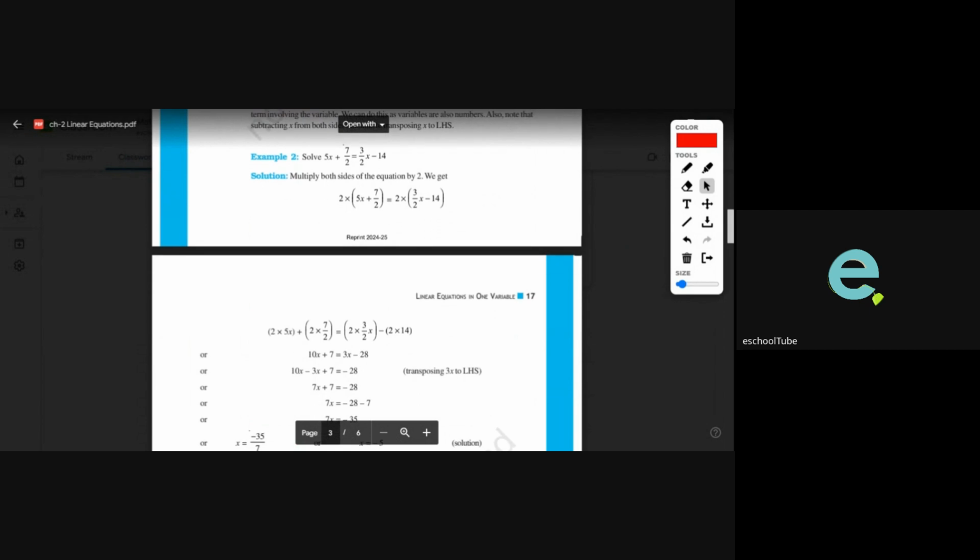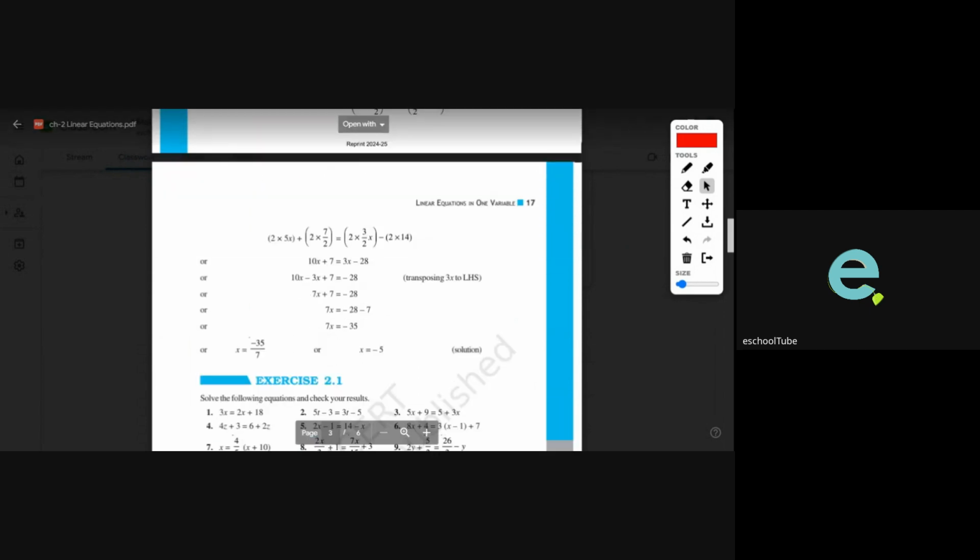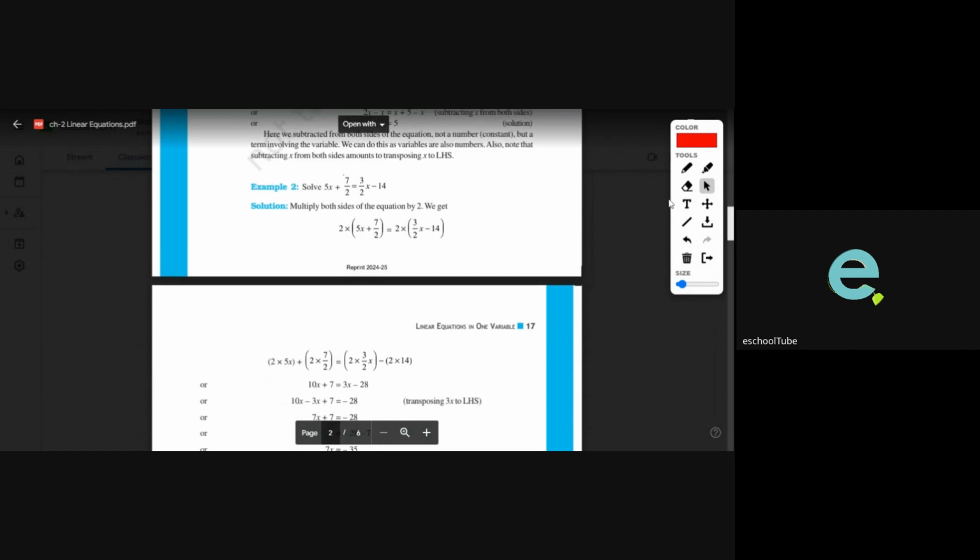Now another example. Example 2. Solve 5x plus 7 upon 2 is equal to 3 upon 2x. So here on the right hand side there is a variable and on the left hand side there is a variable. So what will you do?